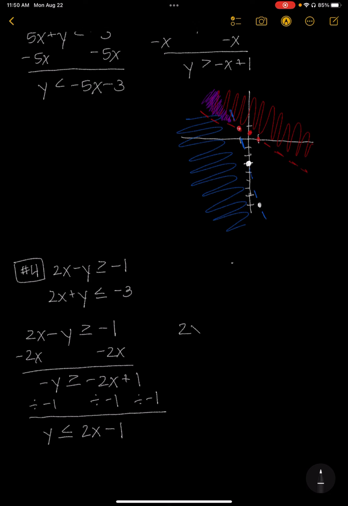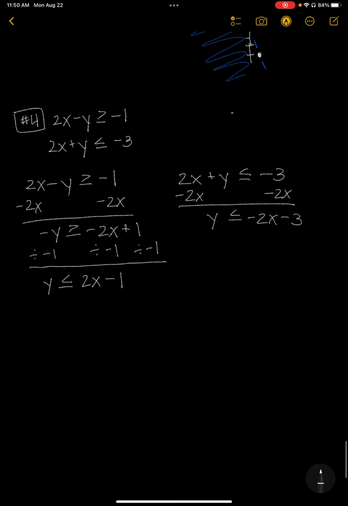Now let's do the second equation. 2x plus y is less than or equal to negative 3. I want to solve this for y, so I'm going to get rid of the 2x by subtracting the 2x from each side. And I get y is less than or equal to negative 2x minus 3. All right, so here are my two equations.